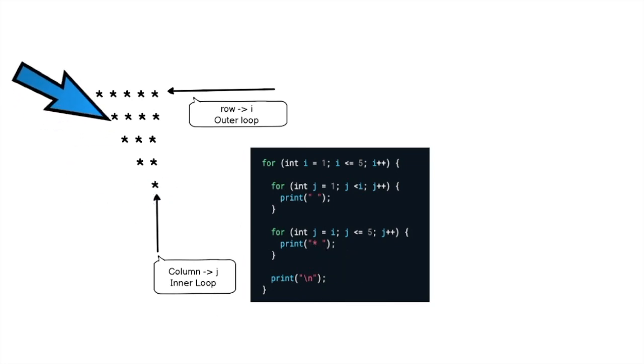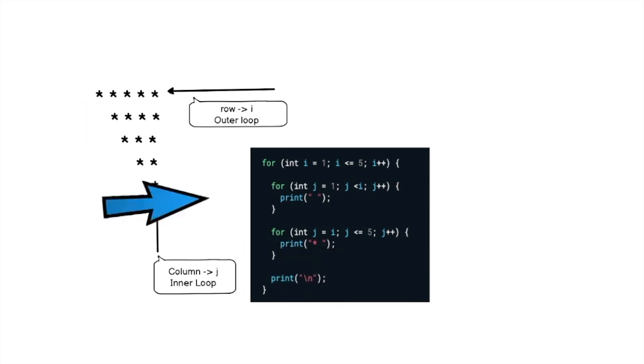On second row, value of I is what? Already 2. So j goes from 2 to 5, including 5: 2, 3, 4, 5. So it will run for 4 times, so it will print 4 asterisks.